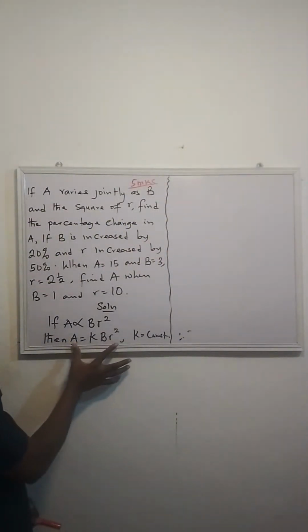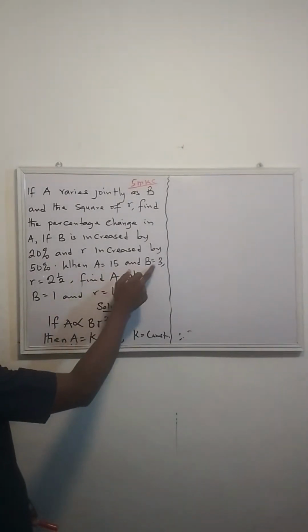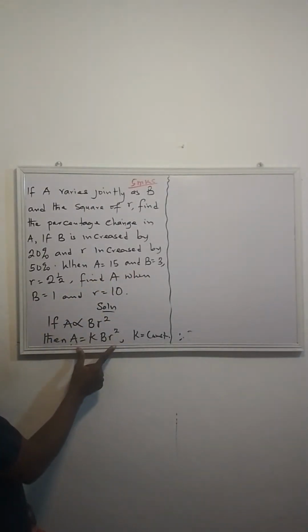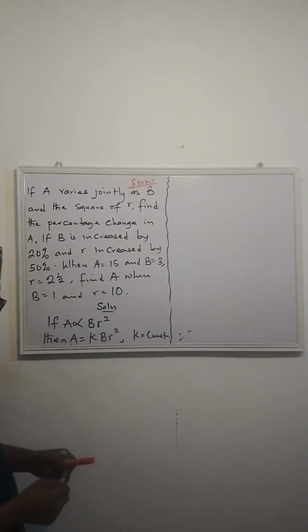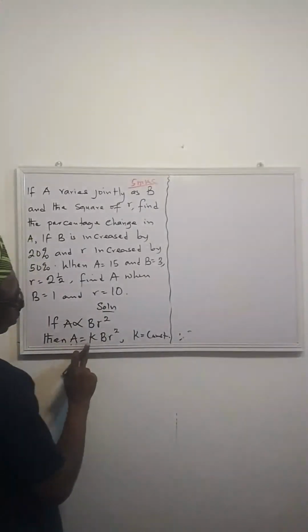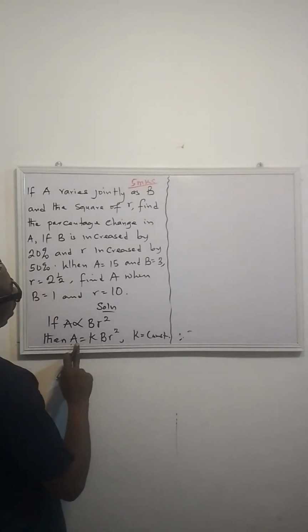We already have the equation, the variation. Now, A is given, B is given, and R is given. So we just plug in these values into this equation to get the connecting formula. After that, we now get the value of A. All right, so now let's quickly do that. We have A equals K times B times R squared. So A is what? A is 15.